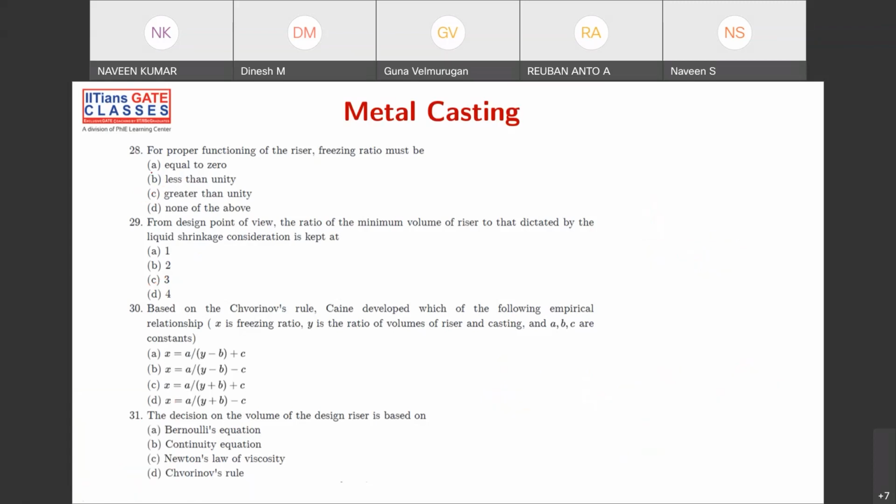30. What is the 30th one? Yes, A. Excellent. The answer is A. X is equal to A by Y minus B plus C. Amazing. Next one, 31st one.